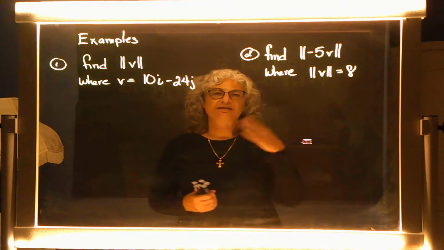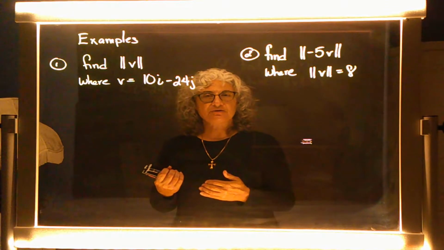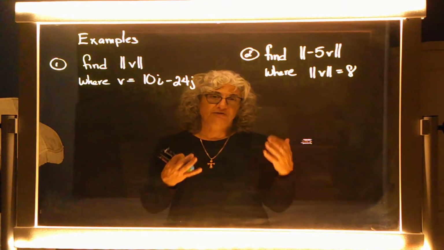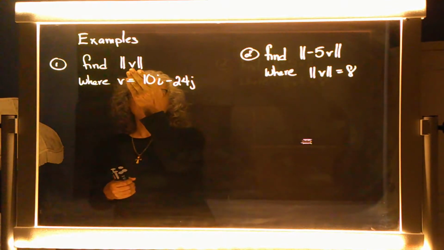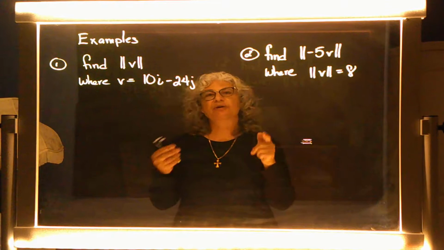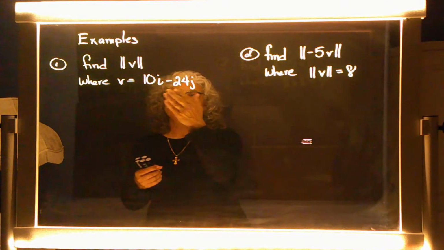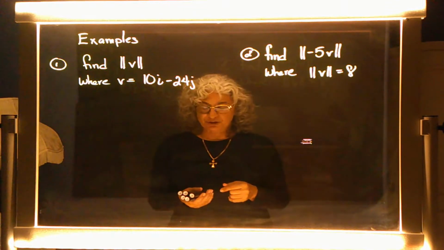Okay, so let's look at some examples that apply to those properties of vectors that we just looked at, as well as those algebra of vectors. So let's look at the first one. It says find, and remember the double lines around the v means magnitude. They want you to find the length, the magnitude of this vector. And the vector they gave us was 10i minus 24j.